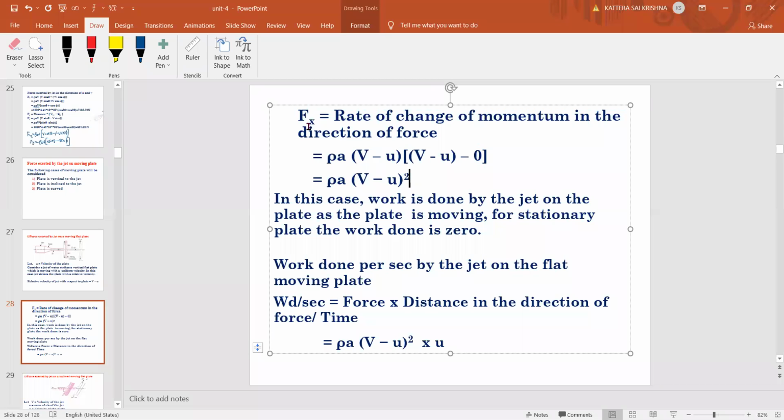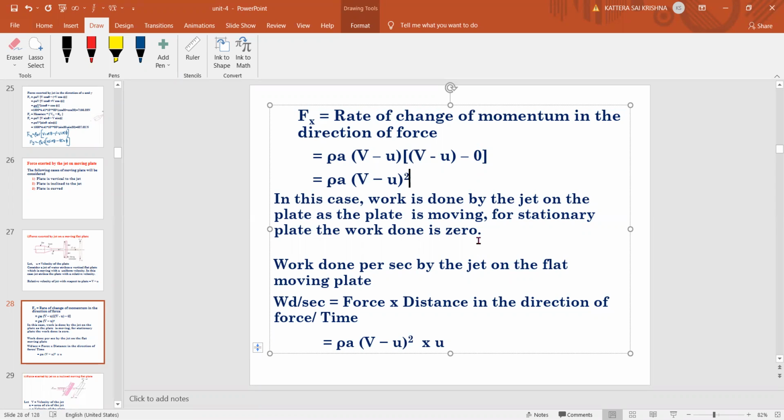Okay, next, after finding Fx, the work done per second is taken as force into distance per time. That is nothing but force into the velocity of the plate, because here the work is done by the jet on the plate. When the jet strikes the plate, the plate will move, so there is work done by the jet on the plate when it is moving. But if it is a stationary plate, the work done by the jet on the plate is 0 because it is not giving any motion to the plate. Remember, the work done for a stationary, fixed plate will be 0.